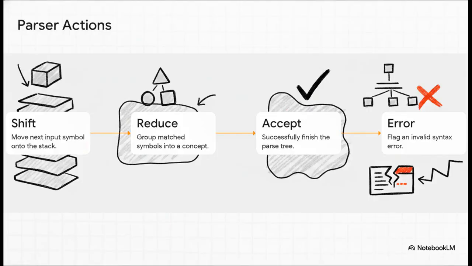So the really crucial point here is that despite the intimidating reputation compilers have, a shift-reduce parser really only makes one of 4 simple moves. It shifts a piece onto the stack, it reduces a matched group into a single concept, it peacefully accepts the finished tree when everything perfectly comes together, or if the code is invalid, it just politely flags a syntax error. And that is it. That's the entire universe of its actions.